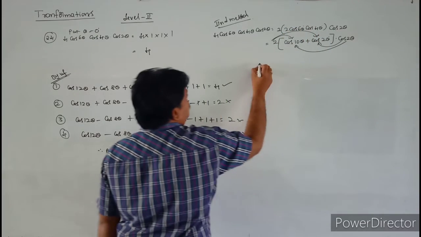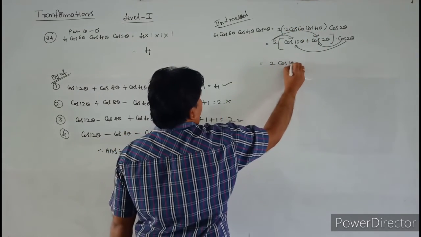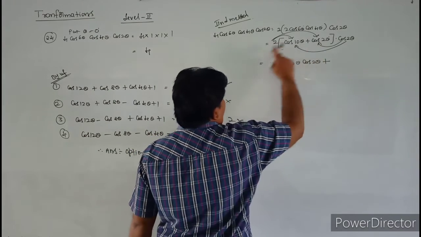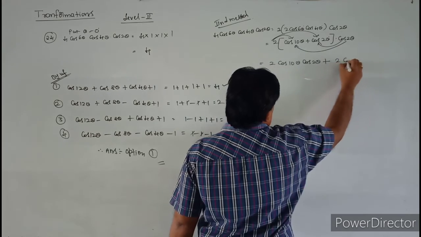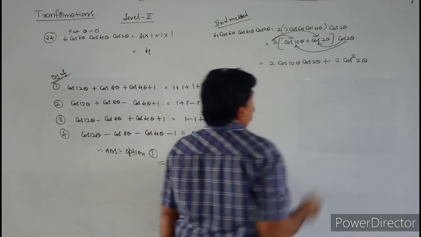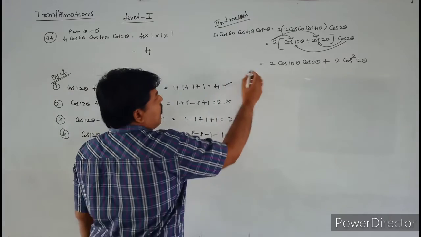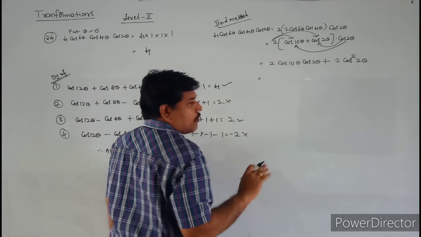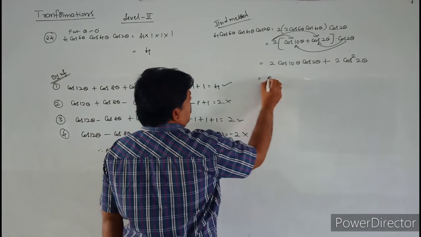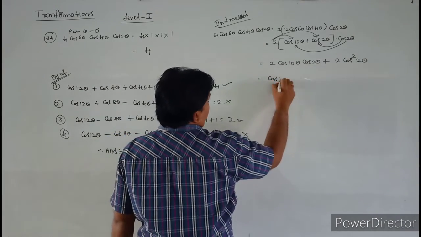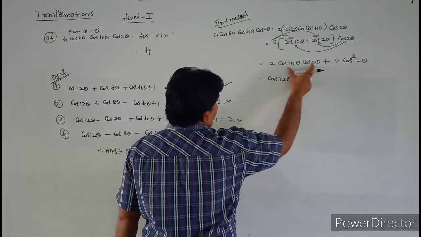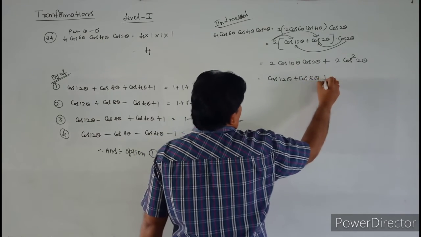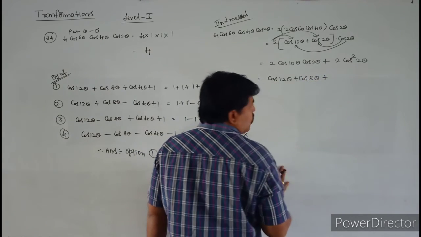So what will we get? The first term is 2 cos 10 theta cos 2 theta plus 2 cos 2 theta cos theta, which is nothing but 2 cos square 2 theta. So what is this formula, students? Once again, 2 cos A cos B is nothing but cos of A plus B plus cos of A minus B. Cos of A plus B is 12 theta, plus cos of A minus B, which is cos of 10 minus 2, that is 8 theta, plus 2 cos square 2 theta.